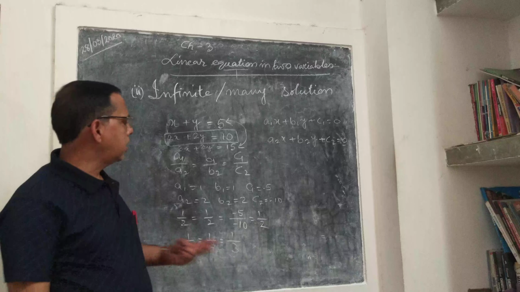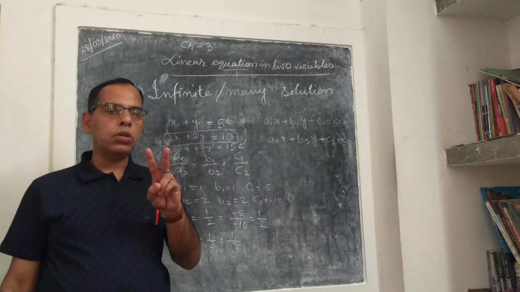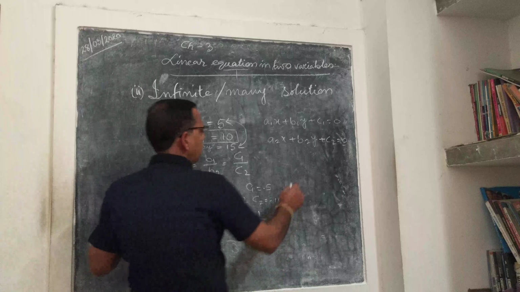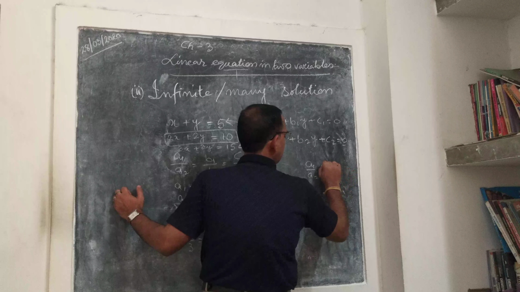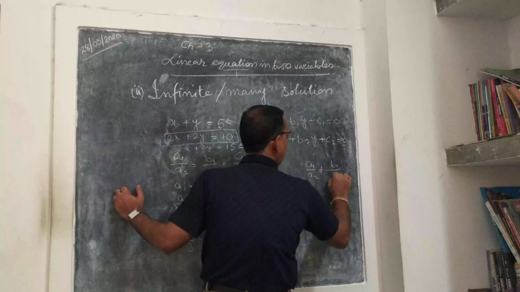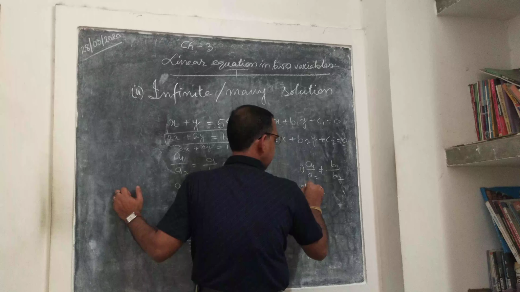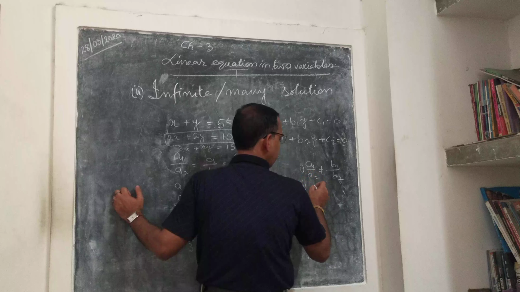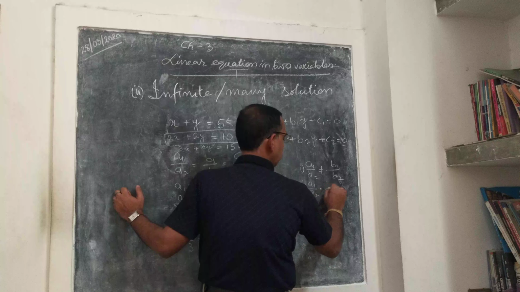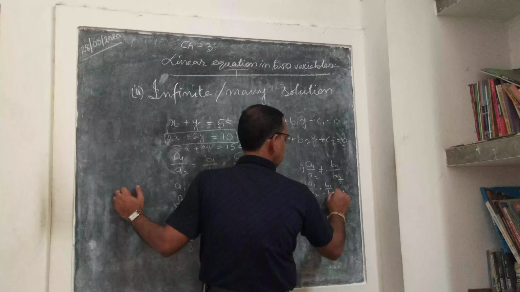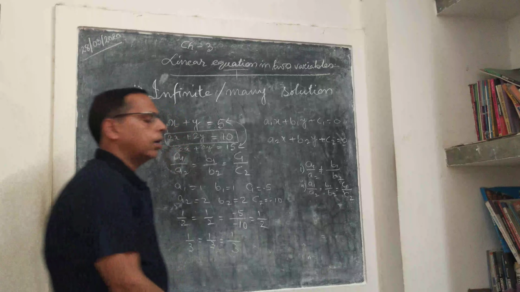This is the second one. First one, what was that? Unique solution. The condition for unique solution was A1 by A2 not equal to B1 by B2. This is the first one we got. Now what is the second one we got? Infinite solutions, that is A1 by A2 equal to B1 by B2 equal to C1 by C2.